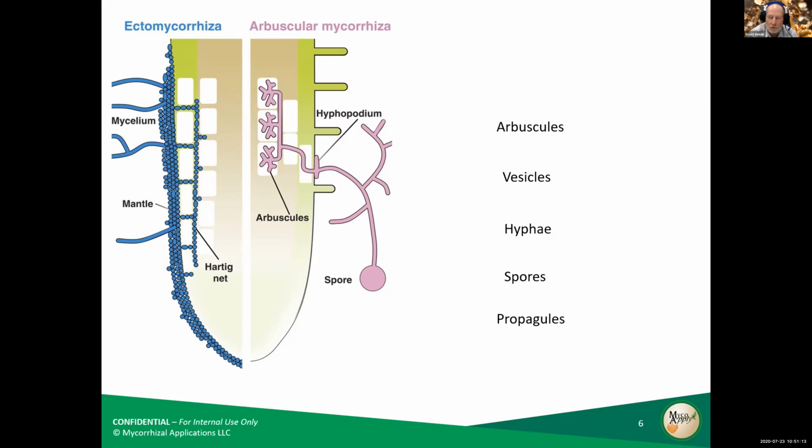Spores are the dormant structures. And then propagules are important because that's what you see in products. That's been defined in the regulatory, and AAPFCO has defined active ingredients as propagules, which are combinations of spores or colonized root fragments.